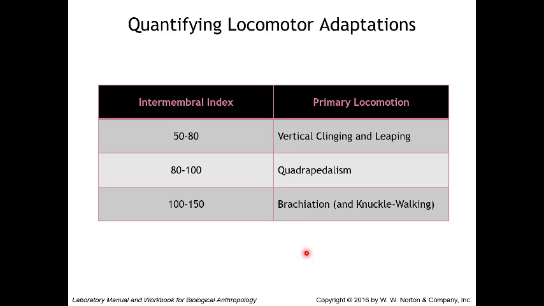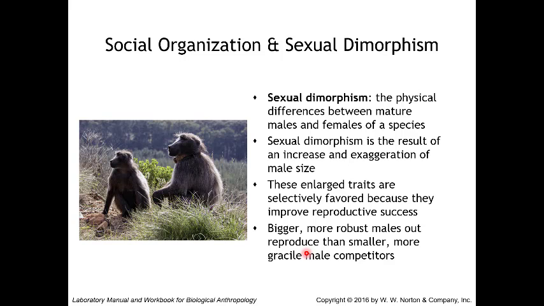That's all it is. The last thing we're going to talk about is social organization and sexual dimorphism. Sexual dimorphism is the physical differences between mature males and females of a species. It will manifest overall in a larger body size in adult males than females, as well as larger canine teeth and more robust cranial features in adult males. Humans have only slight sexual dimorphism. Males tend to be a little larger and more robust than females, and size differences are used by forensic anthropologists to help sex skeletons.